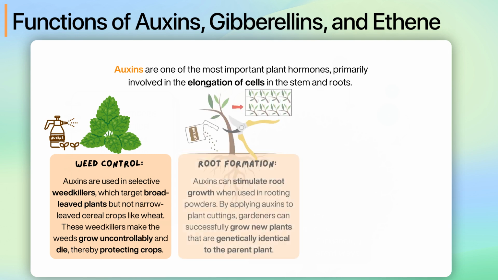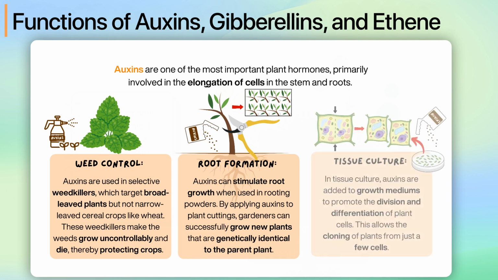Auxins can stimulate root growth when used in rooting powders. By applying auxins to plant cuttings, gardeners can successfully grow new plants that are genetically identical to the parent plant. In tissue culture, auxins are added to growth mediums to promote the division and differentiation of plant cells. This allows the cloning of plants from just a few cells.